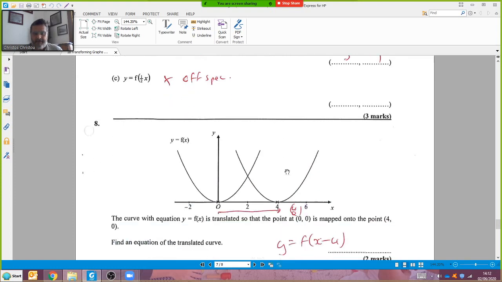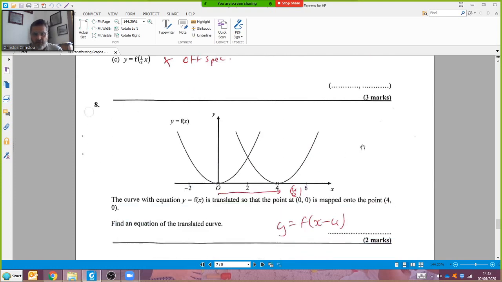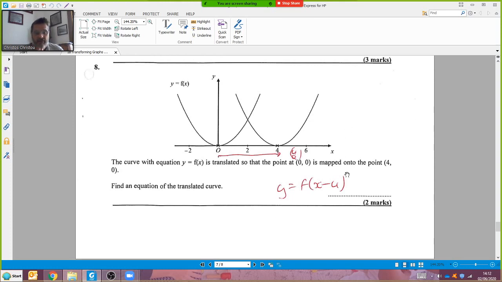Off spec, what's this? All right, so here I go again. I want to go from (0, 0) to (4, 0), which is a translation vector of (4, 0). In other words, y equals f of x minus 4. Remember, you go that way, it's minus. If you go that way, it's plus. And I proved it to you by calculation when I first introduced this topic of transforming graphs.